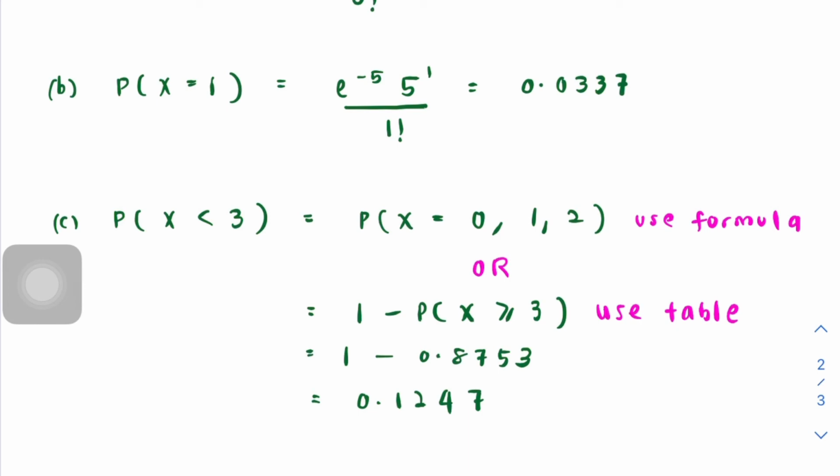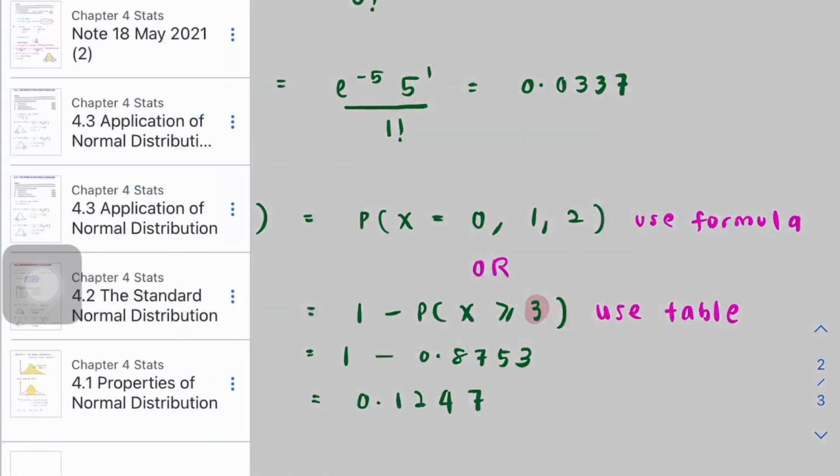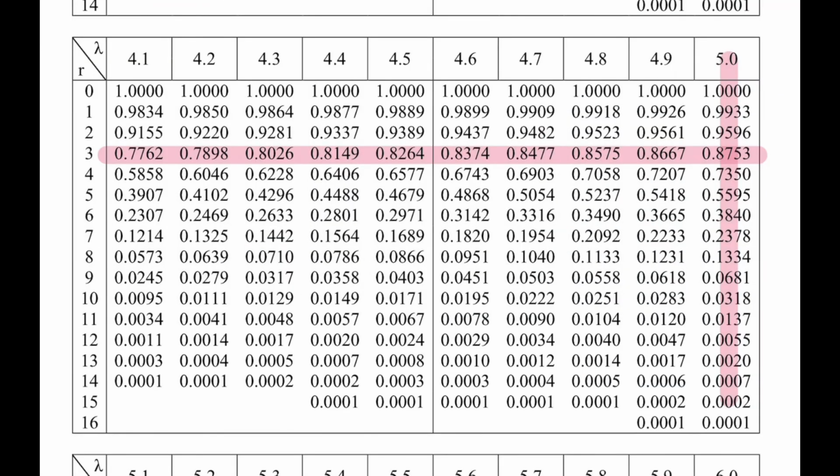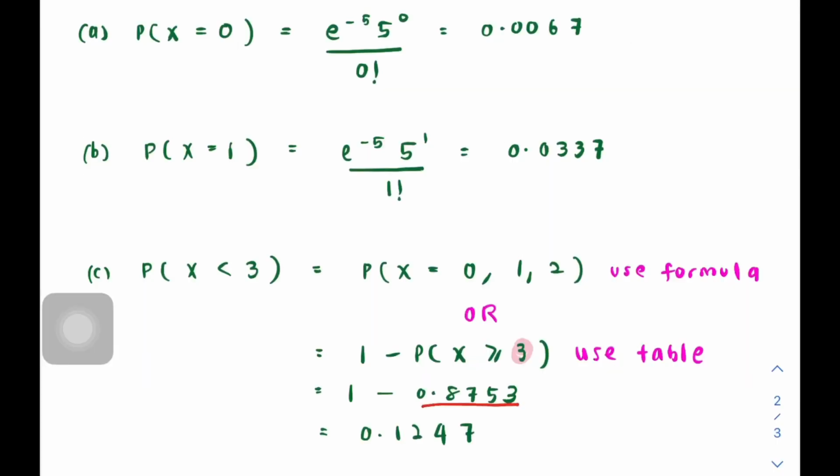How can you refer to the Poisson table? Your r here is equal to 3 and your lambda is equal to 5. So refer to the Poisson table. Find lambda equal to 5 and r equal to 3. The intersection value here is the probability answer for your question, which is 0.8753. And then 1 minus this answer, you have the last answer, which is 0.1247.